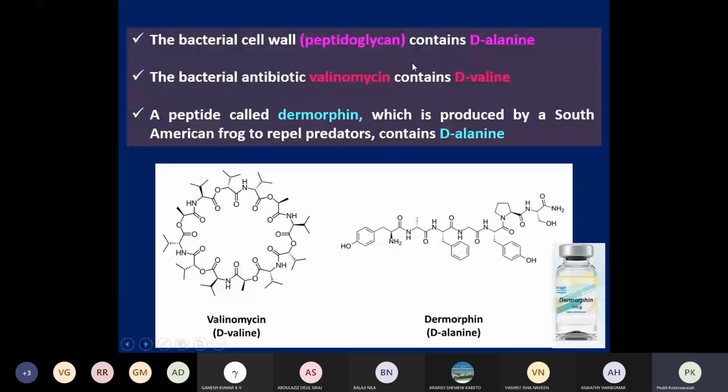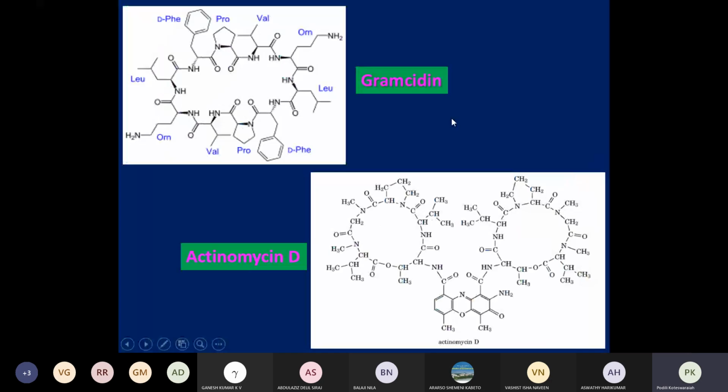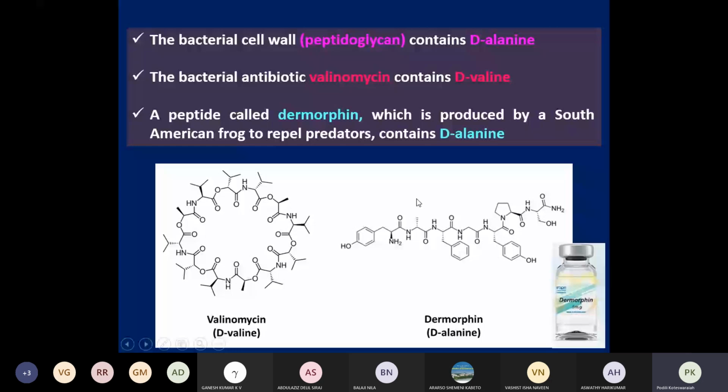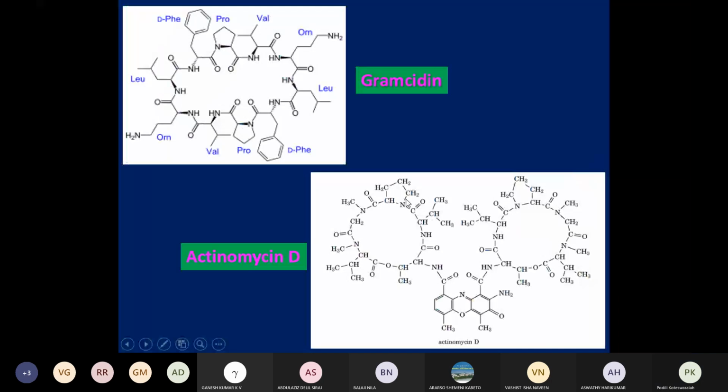It is a NAG and NAM polymer, and this NAG and NAM polymer is connected to another NAG and NAM polymer through a short peptide, and this short peptide also has D-alanine. That means in the proteins, only L isomers are present, but the D amino acids are also present in special structures, but they are not naturally present in the proteins.